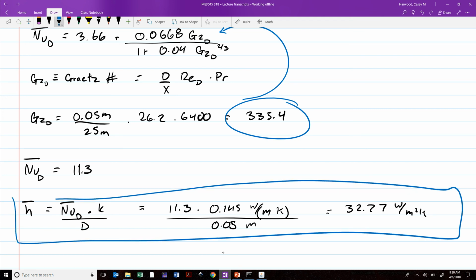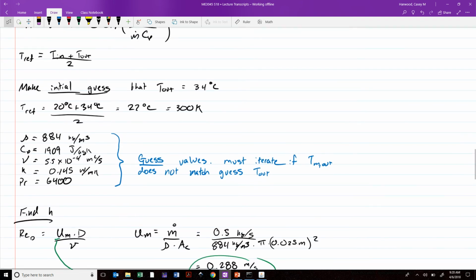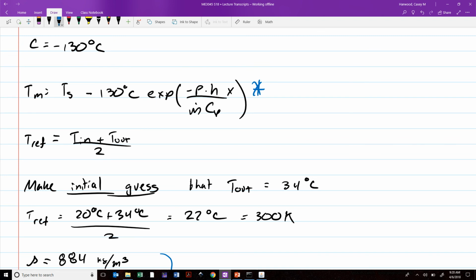Okay, so at this point we have our h. We have at least initial guesses at cp. And so we should be able to plug this as well as our initial guesses at the fluid properties into this expression right here, and calculate what the outlet temperature is using the same process we did for the first example.